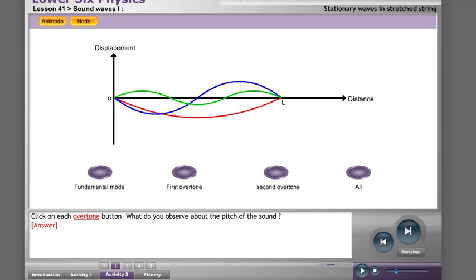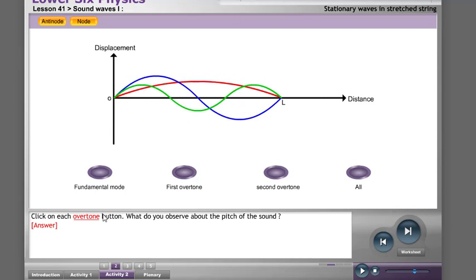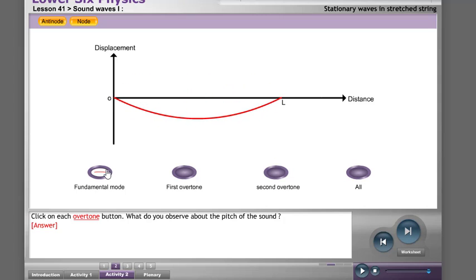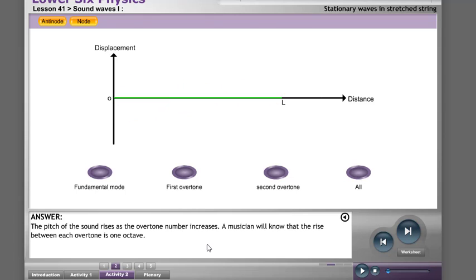Click on each overtone button. What do you observe about the pitch of the sound? Answer: the pitch of the sound rises as the overtone number increases. A musician will know that the rise between each overtone is 1 octave.